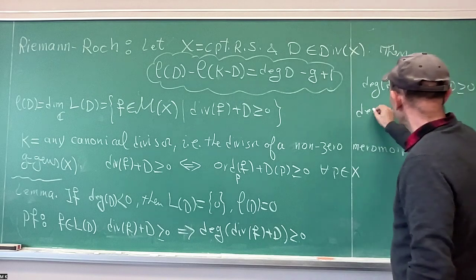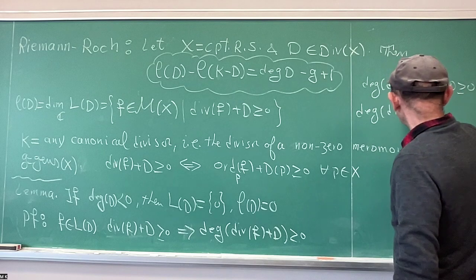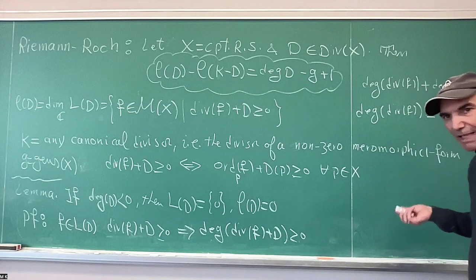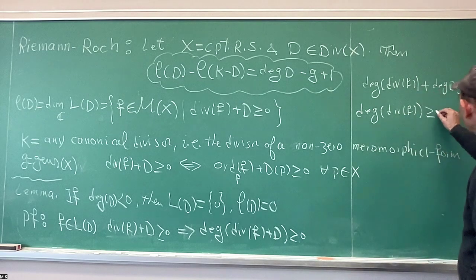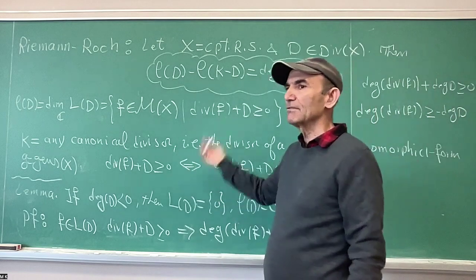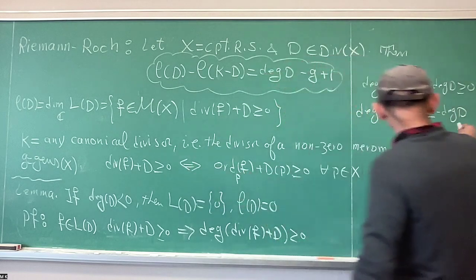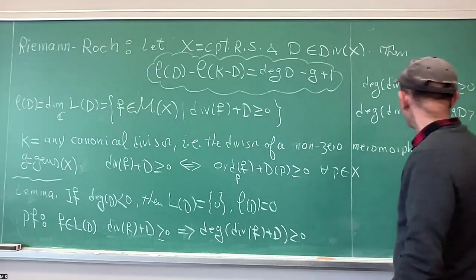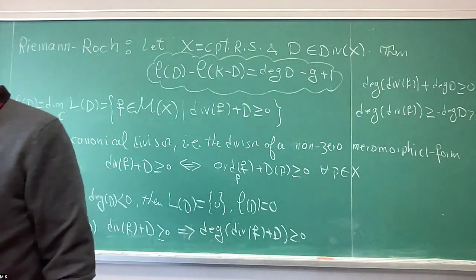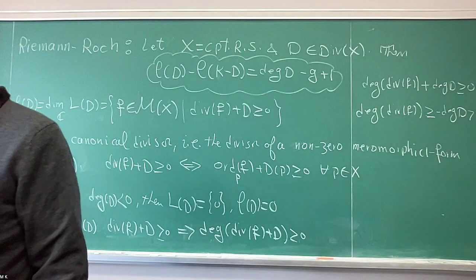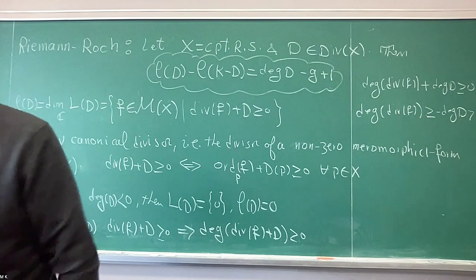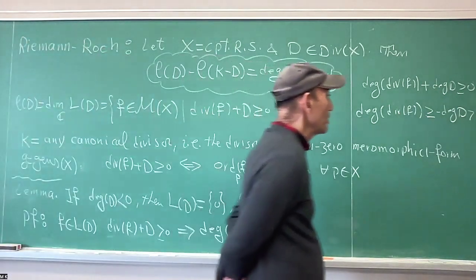So this means that degree of divisor of f comes out to be bigger than or equal to negative degree of D, right? But D has negative degree, so negative degree of D is positive. So this is a strictly positive number. And is that possible? So if there is an f, which is non-zero, in L of D, degree of divisor of f has to be strictly positive.